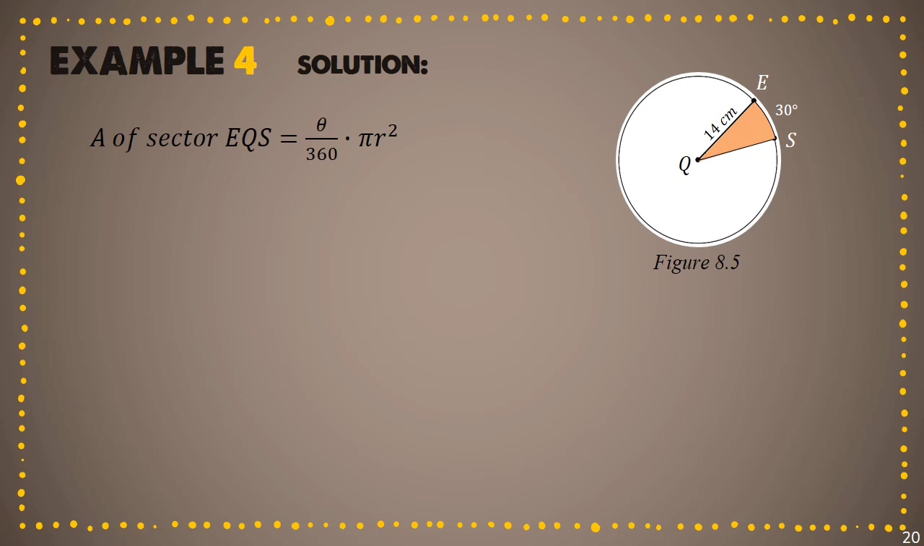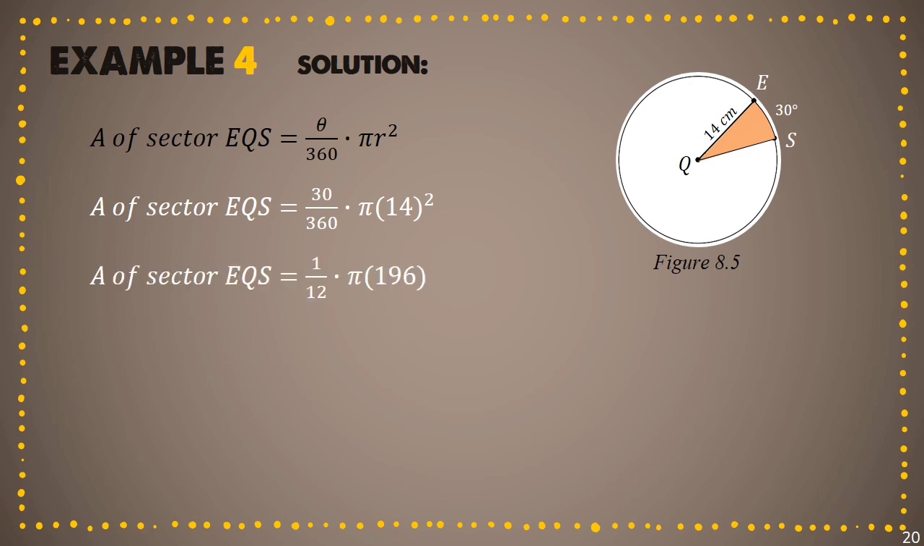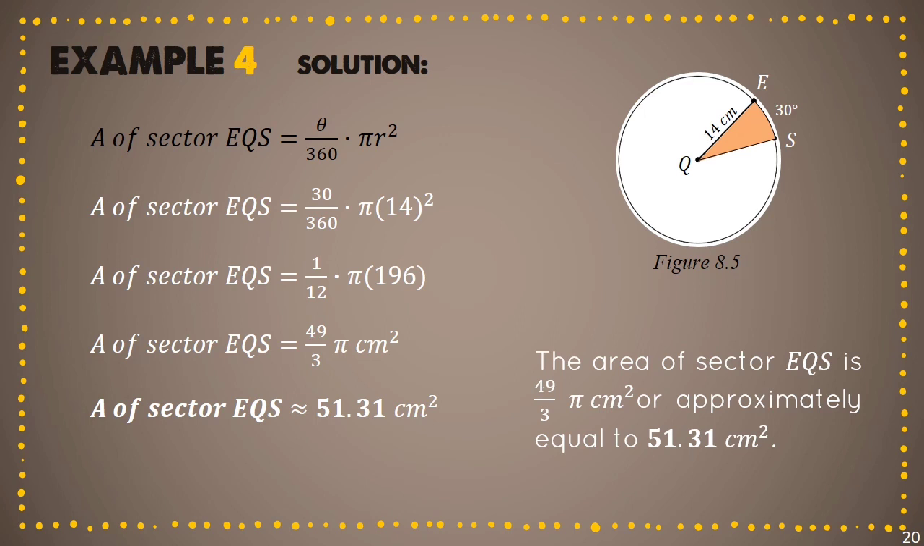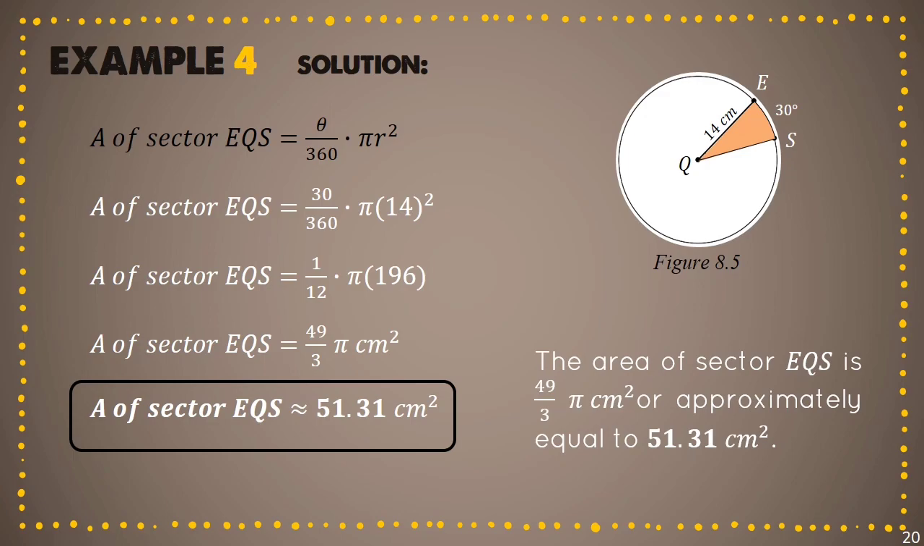Using the formula for the area of the sector and the given values, we have area of sector EQS equal to 30 over 360 times pi times 14 squared. Simplifying the right side of the equation, we will have 1 over 12 times pi times 196. Further multiplying, we will come up with 49 over 3 pi centimeters squared. Therefore, the area of the sector is approximately equal to 51.31 square centimeters.